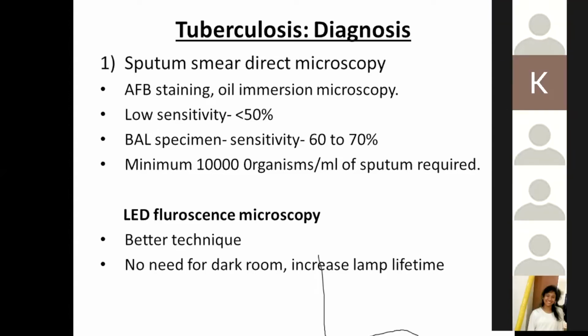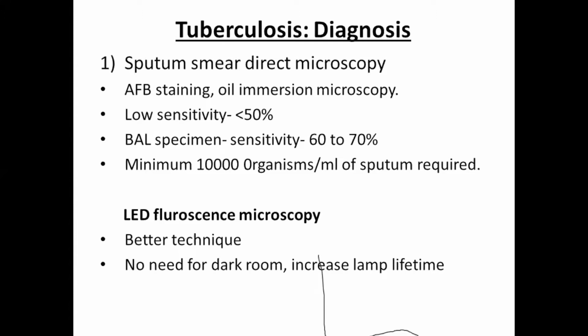Okay, I think we can proceed. A better technique is LED fluorescent microscope. In that, there is no need for dye, and it improves the level of light also. These are the RNTCP gradings for AFB sputum screening. If there is no AFB in 100 fields, then we put negative. If 1 to 9 in 100 fields, then it's scanty. 10 to 99.